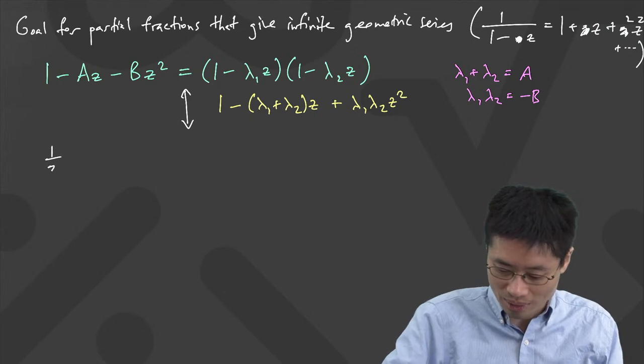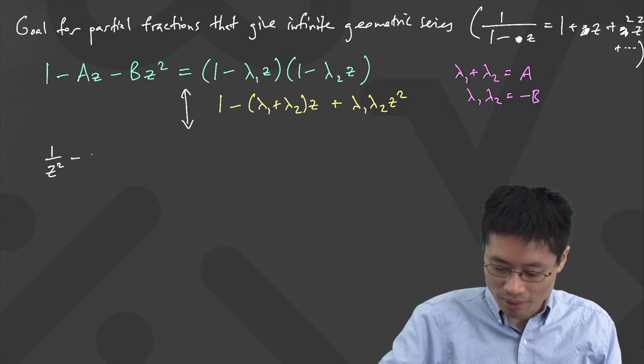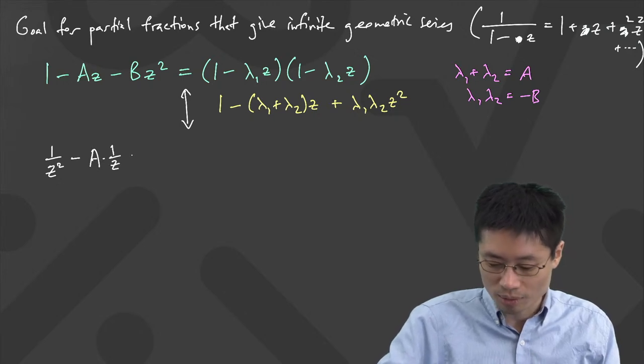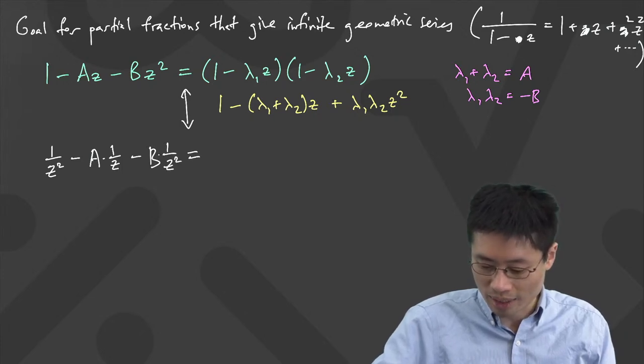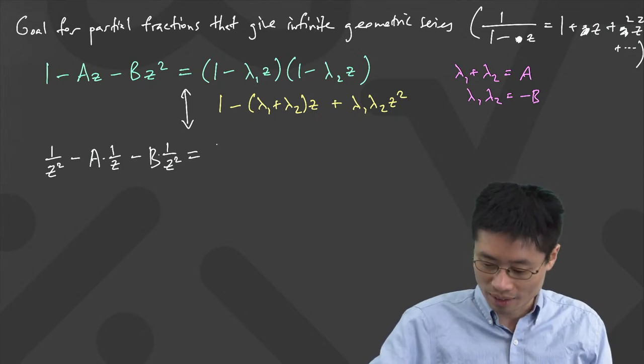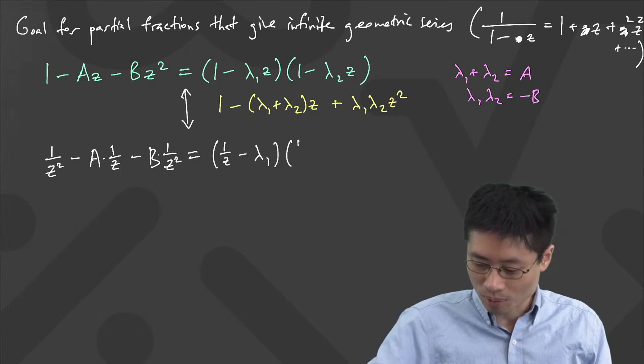So let's divide by z squared. If you wanted to make it rigorous, you could. Effectively, this is adding what's called a removable singularity. All of these things that I'm doing can actually be made rigorous, but we're not going to do that in this class because that goes way out of the scope. But you know what happens when you divide the other one? You get 1 over z minus lambda 1 times 1 over z minus lambda 2.